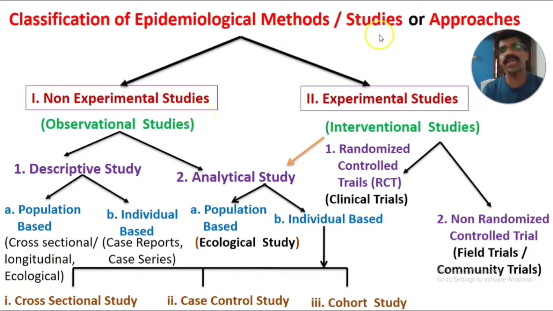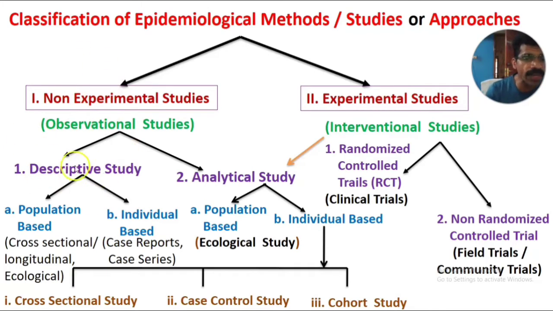Thus, epidemiological studies can be classified broadly into non-experimental and experimental studies, that is, observational studies and interventional studies. Under observational studies there are again two classes: descriptive study and analytical study. In epidemiology, the descriptive study is the first study, and the analytical study is the second study that follows it. In a descriptive study, we only use description. We find out what is there in the community by taking data or information from the population.